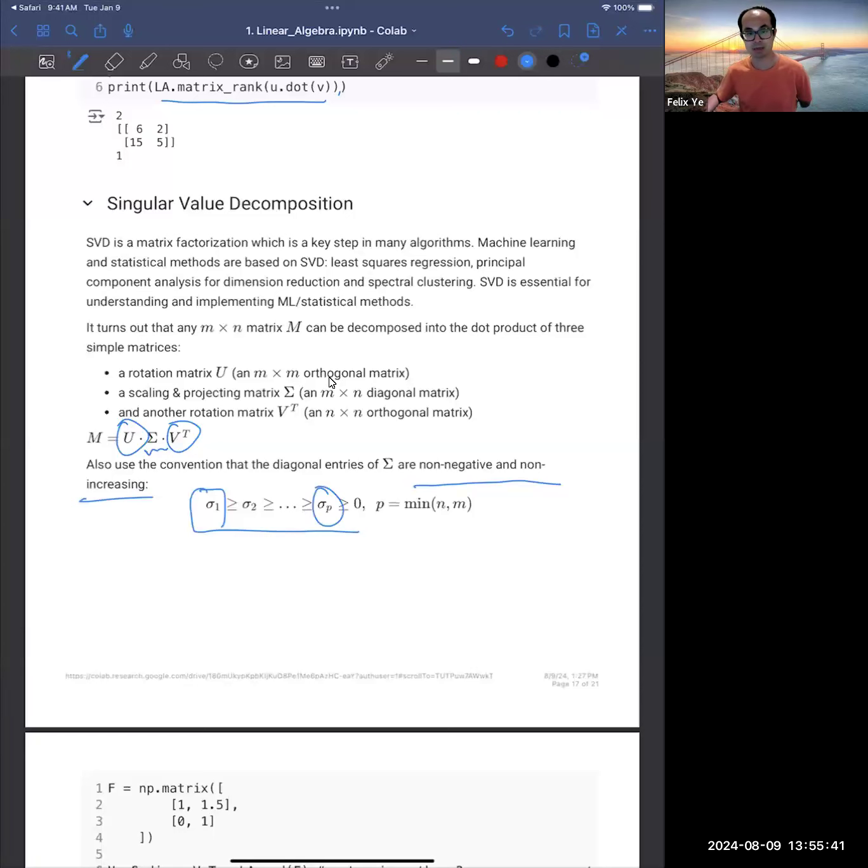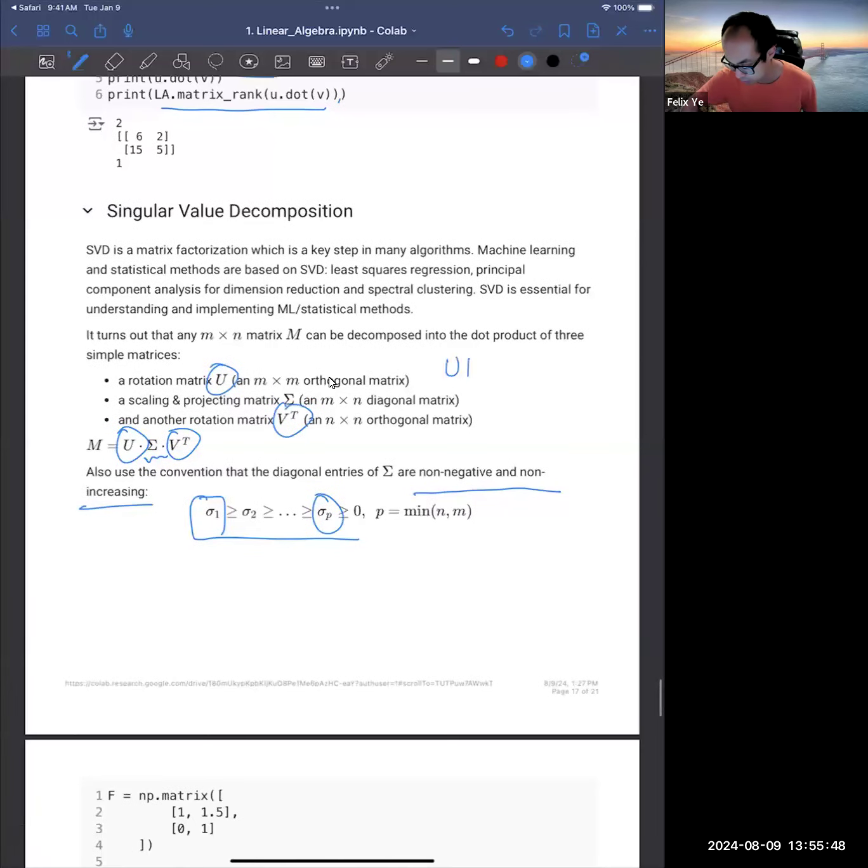So this is basically the basic structure of everything. U and V are orthogonal. What does that mean? U U transpose is the identity of M by M, and V V transpose is the identity of N by N.